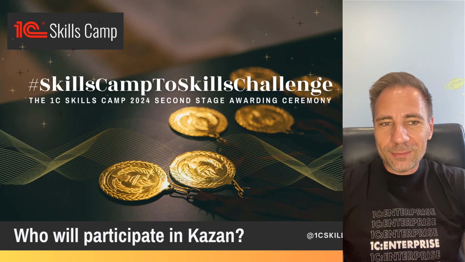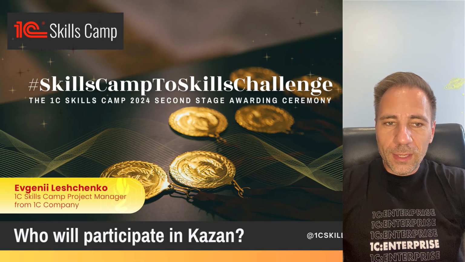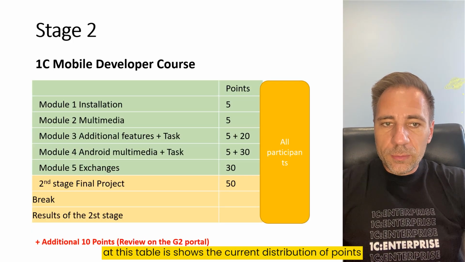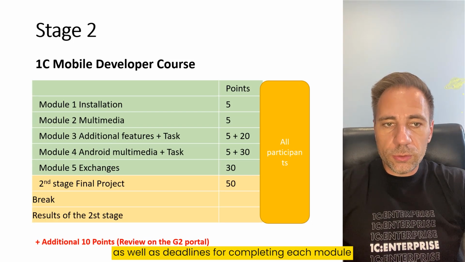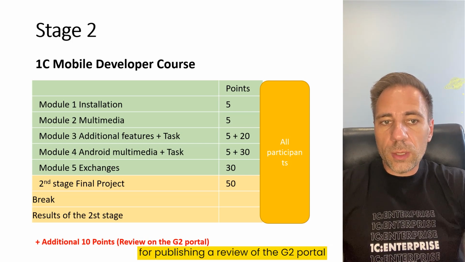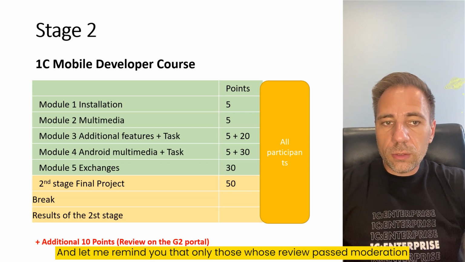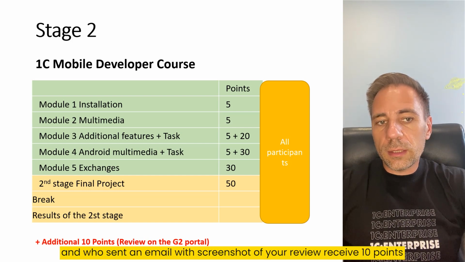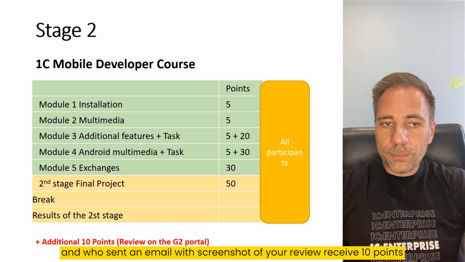Greetings to all participants. I congratulate everyone who completed the second stage of our camp. Let's remember what happened in the second stage. This table shows the current distribution of points as well as deadlines for completing each module. Participants could also receive an additional 10 points for publishing a review on the G2 portal. Let me remind you that only those whose review passed moderation and who sent an email with a screenshot of their review receive 10 points.